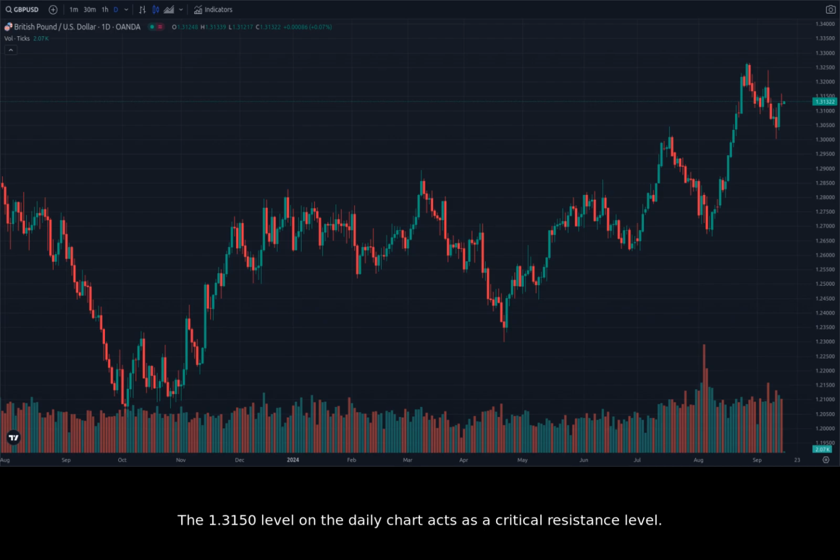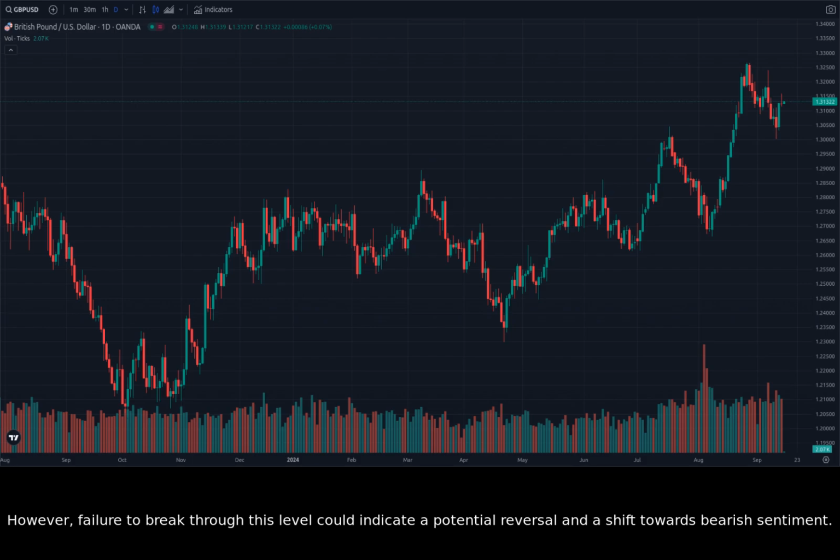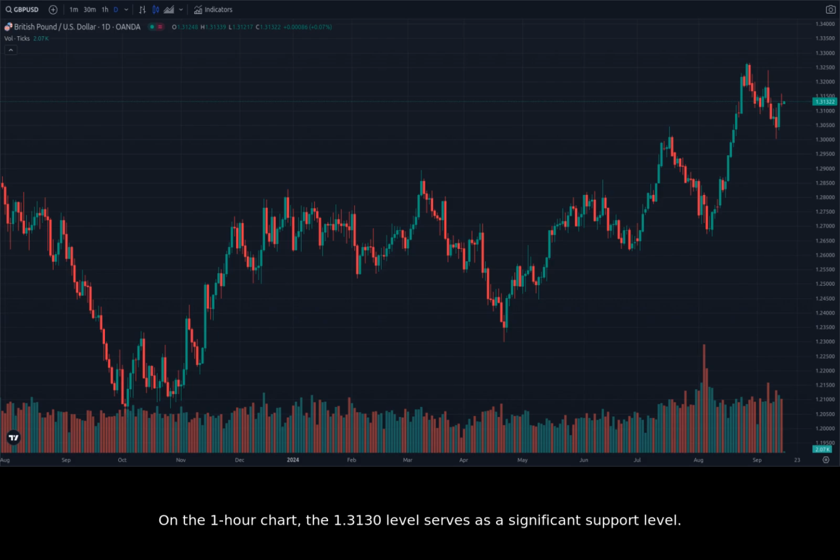The 1.3150 level on the daily chart acts as a critical resistance level. Breaking through this level could signal a bullish trend and further upside potential. However, failure to break through this level could indicate a potential reversal and a shift towards bearish sentiment. On the 1-hour chart, the 1.3130 level serves as a significant support level. Breaking below this level could suggest a bearish trend. Holding above this level could indicate a continuation of the bullish trend.